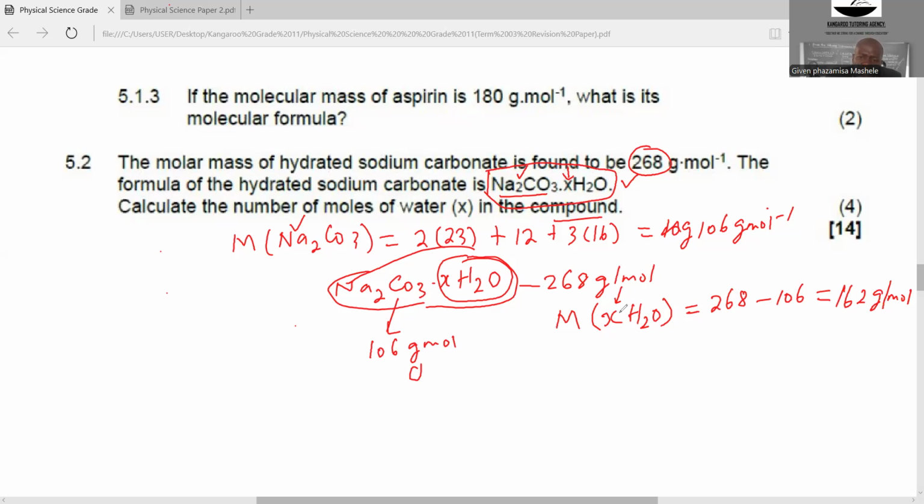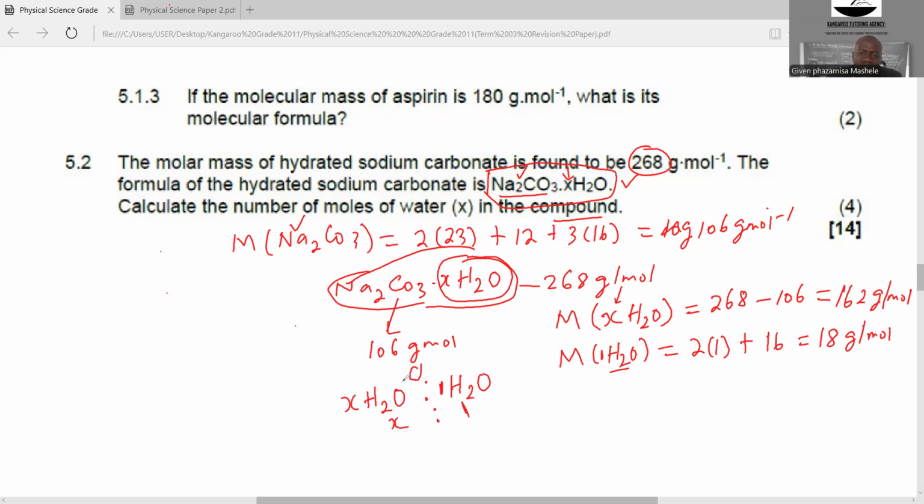But since we want X, we can find the molar mass of water only. The molar mass of water is 2 multiplied by 1 plus oxygen is 16, and this gives us 18 grams per mole. So what does this mean? Now we are comparing X moles of water with 1 mole of water. So now we are using X is to 1, and we want to know what this X is.